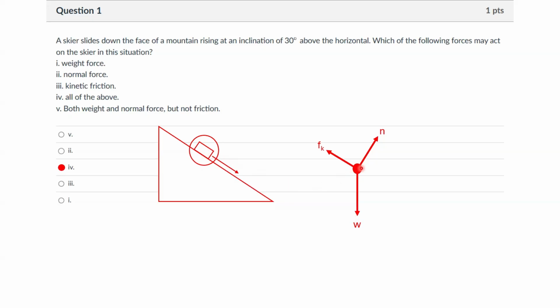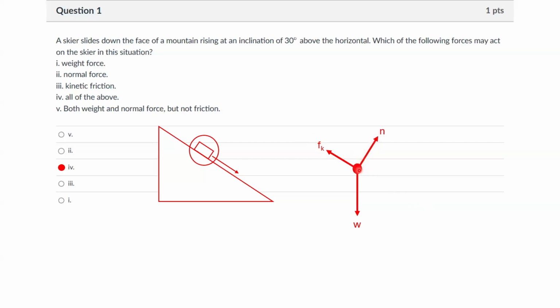I can start with weight, draw a free body diagram. The dot represents the object. The rule for weight is it exists, it's proportional to mass, and it points down. So we have a weight force. Surfaces can present up to 2 named forces. We have a normal force, which would point perpendicular to the orientation of the plane of the surface.